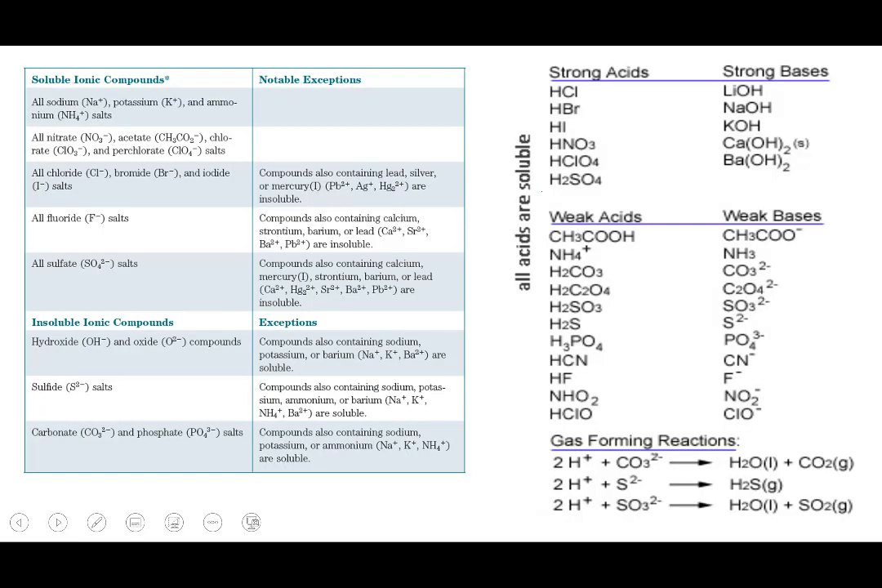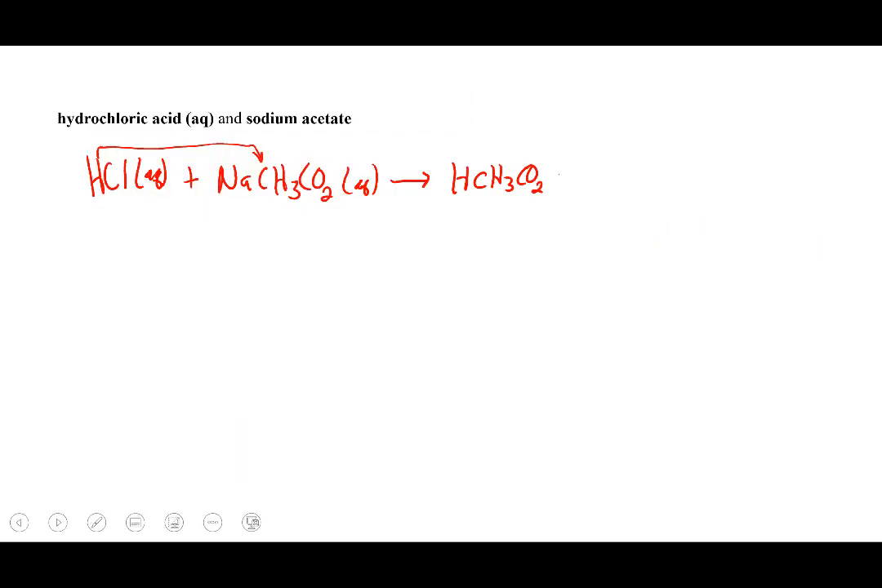Look at our data chart. Acetate is a weak base. When it reacts with hydrogen from an acid, it makes acetic acid. So you can write acetate either COO or CO2. So that makes that. That is going to be aqueous because all acids are aqueous. Plus, the sodium goes with chloride, so it makes sodium chloride. That's aqueous.